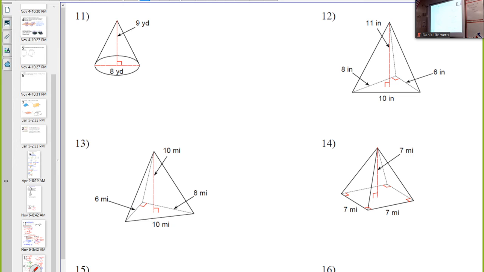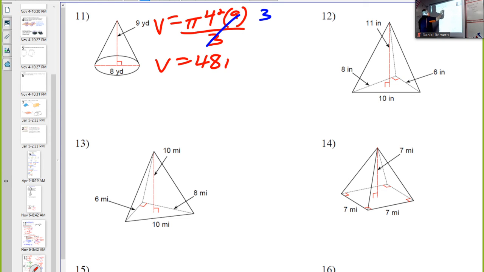Yeah, they are giving you a diameter. Yannick, what's the radius gonna be? Good. 4 squared. Sorry. Pi times 4 squared times 9 times 3. 9 and 3 can be divided. 4 squared is 16. So I'm getting it. Now you got 40 pi.